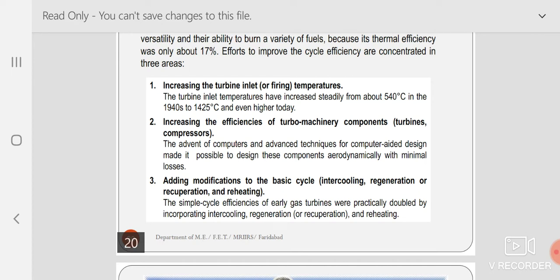Better output means more power, more current. As the output increases, the turbine efficiency increases. The same gas plant which we were using in earlier days gives a much better output in present terms. As time goes by, you will learn that a gas turbine is a much better alternative option as compared to a reciprocating engine.